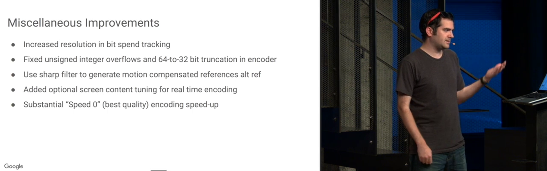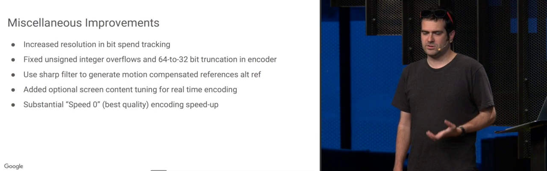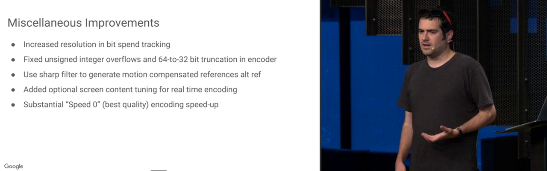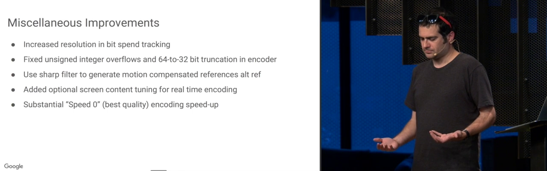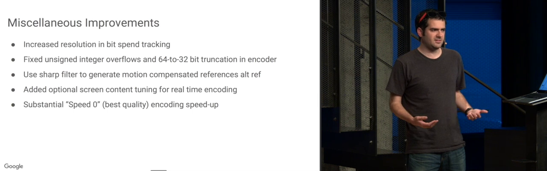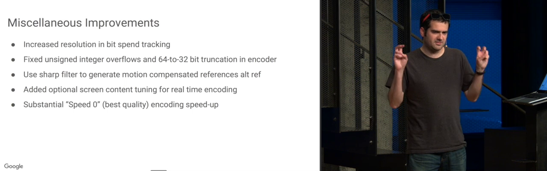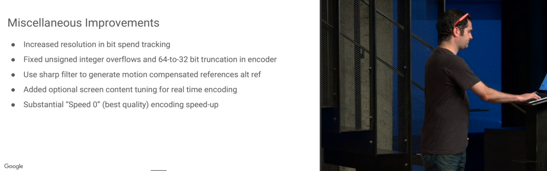In cases of dropping the high bits, distortion was also a problem. We've started using a sharper filter to generate these alt-ref frames, which has shown improvements in both visual quality and compression performance. In the real-time encoder, we've added optional screen content tuning that helps reconstruct flat areas and the types of patterns you see in screen sharing material. For our best quality settings, speed 0, we have a pretty substantial encoding speed up.